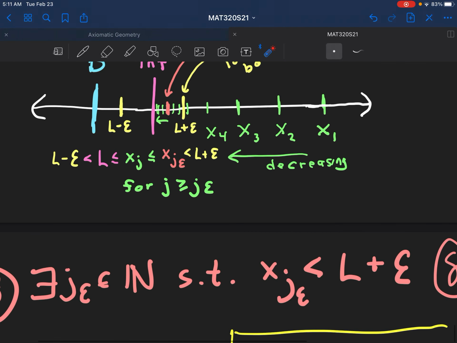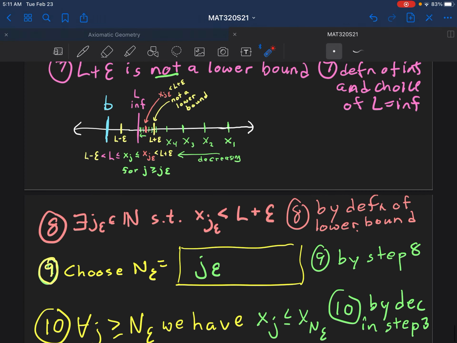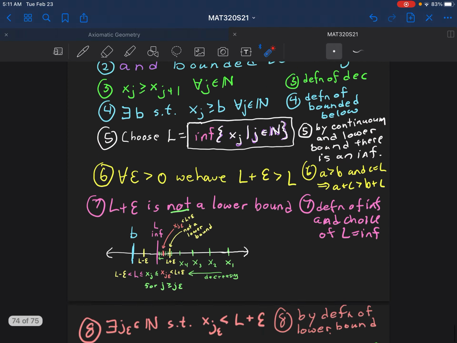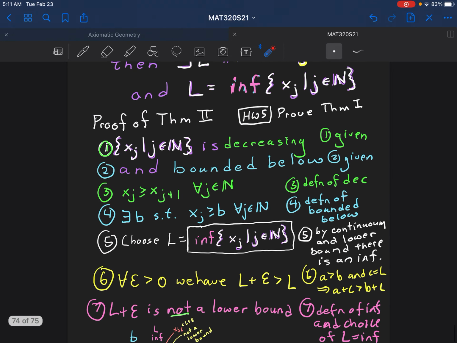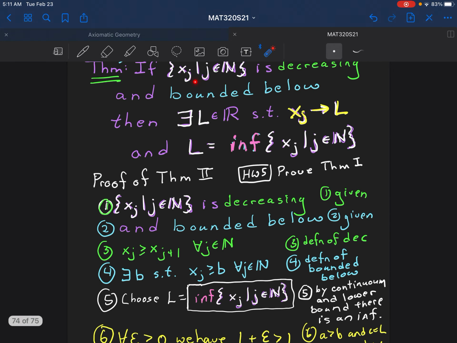The decreasing is in the picture where we're going down, down, down. It's decreasing, and then it continues to decrease, getting closer and closer to the infimum. All right, so those are all the places where we use decreasing, and you're going to have to use increasing in your proof. The next thing we use is bounded below. You're going to use this bounded above in your proof.